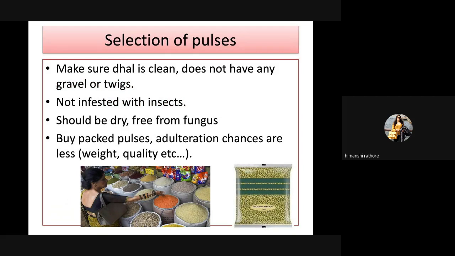Then what are the points you have to keep in mind while purchasing pulses. You should purchase them in packed form. Otherwise, the adulteration chances are more. They add stones and twigs and all that to the pulses so that they weigh more. So it is always advisable to purchase them in packed form.